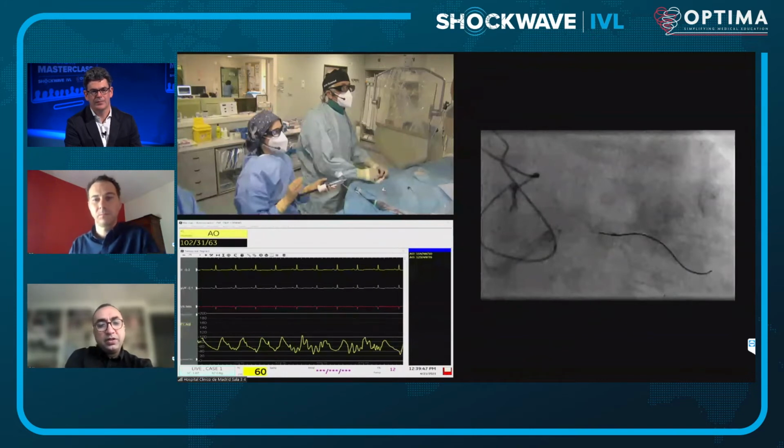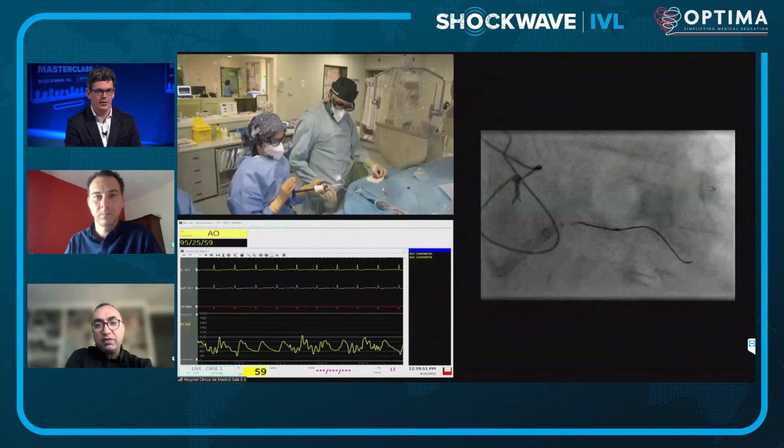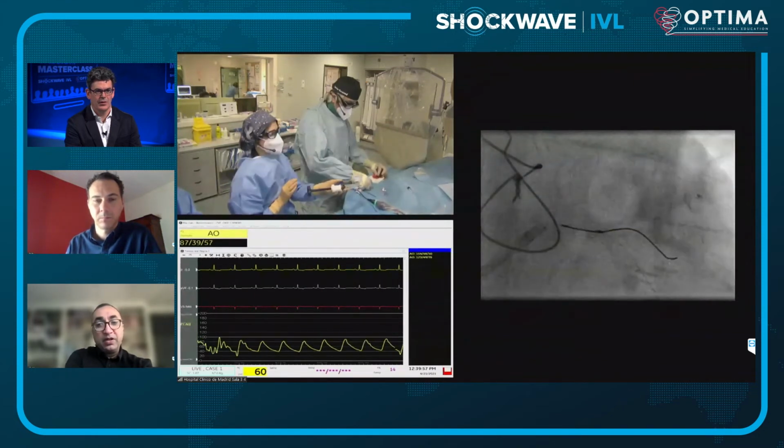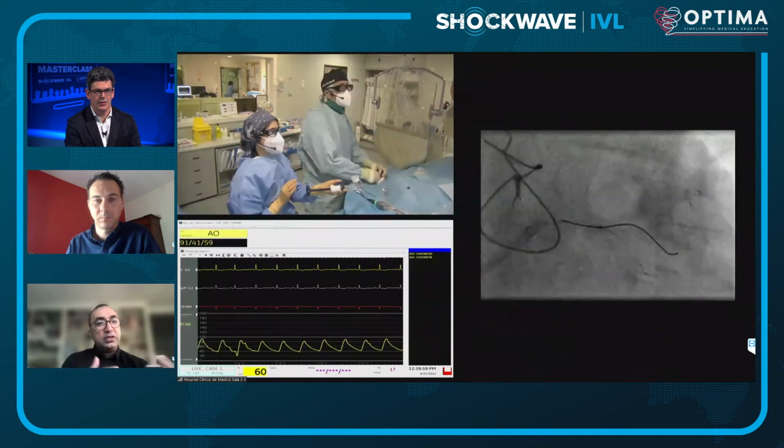I think it's also worth commenting on Javier's technique here, which is really important for some of our younger colleagues. When you've used this balloon a couple of times, or any big balloon, it gets really bulky. As you're moving it backwards, notice how Javier is also adjusting his guide catheter to make sure he's not dissecting the left main. I think that's really important, because you can really suck in the guide catheter when you try to pull the balloon back.